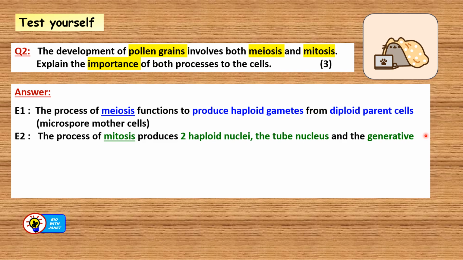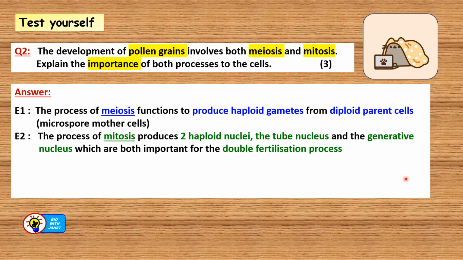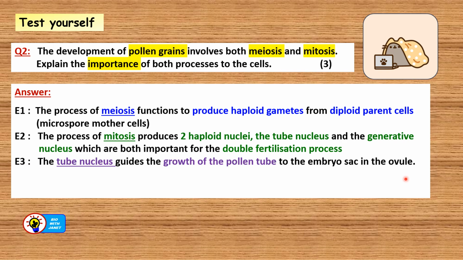Now, how about the process of mitosis? It produces 2 haploid nuclei. Okay, from one haploid nucleus, the process of mitosis occurs to this one haploid nucleus to produce 2 haploid nuclei, which are the tube nucleus and the generative nucleus. Both of these are important for the double fertilization process, right, which occurs in the female reproductive structure after pollination.